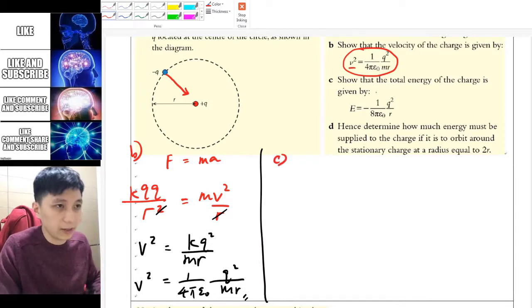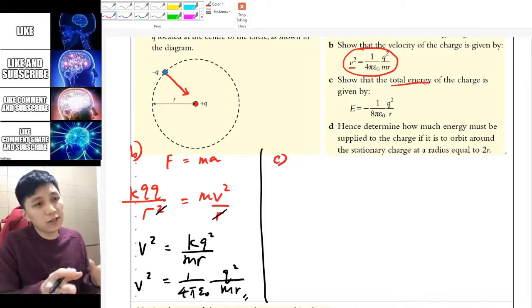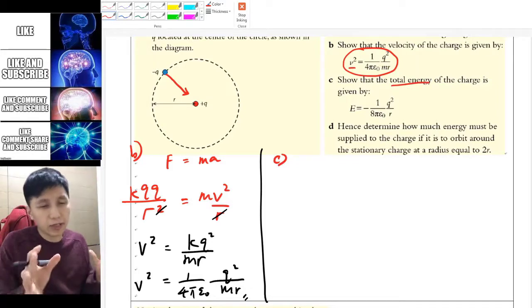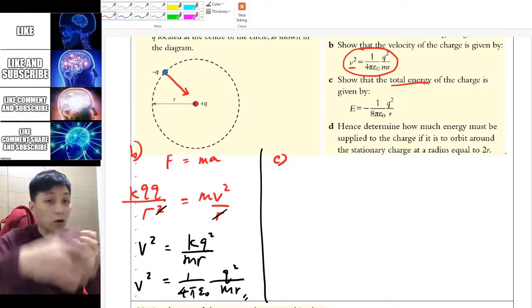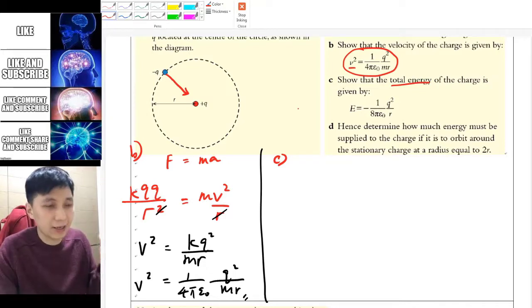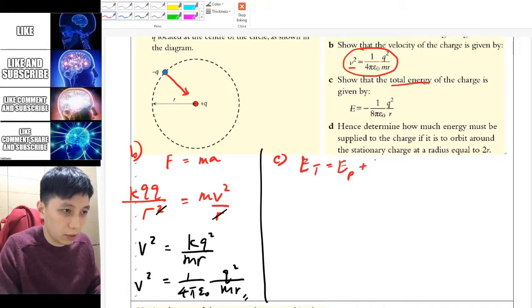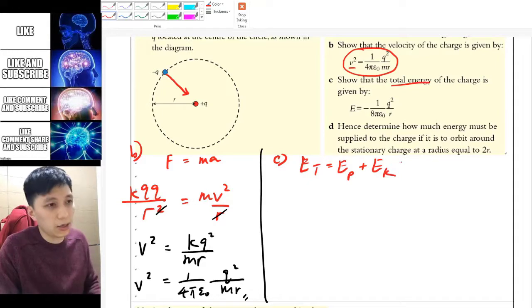Now we can try part C. It asks you about the total energy, and in fact this whole thing is exactly the same as what you do in gravitation. If you know how to derive the total energy of the orbit in gravitation, then you should know this as well, because it's again exactly the same. For the total energy, it will be the sum of the potential energy and kinetic energy.